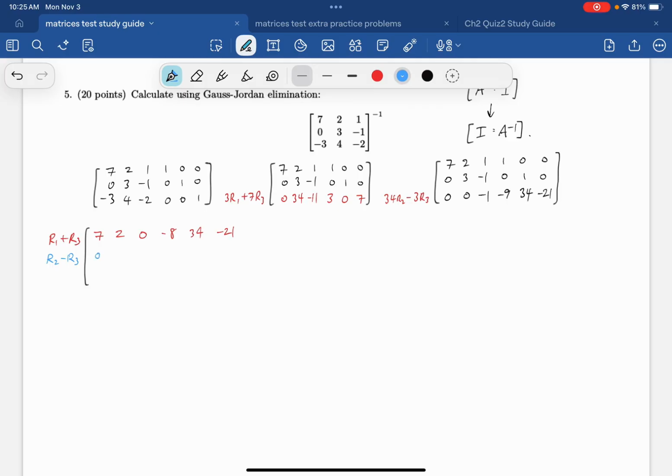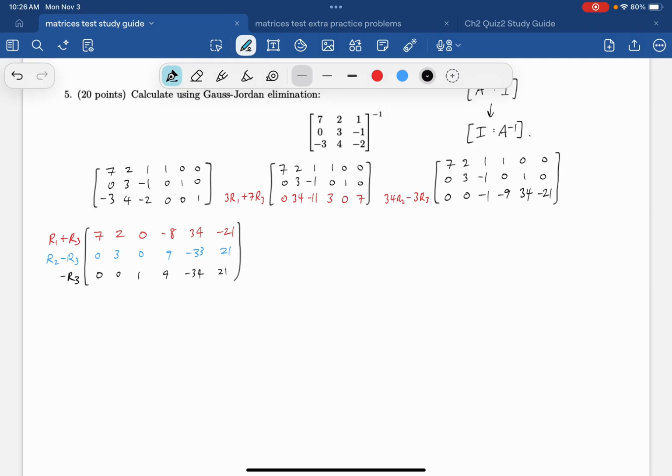So that's 0, 3, 0. 0 minus negative 9, positive 9. 1 minus 34, negative 33. 0 minus negative 21, positive 21. Then the bottom row, I'm also going to flip the sign. So let me write that, because I want that negative 1 to become a positive 1 if I want it to be the identity matrix. So 0, 0, 1, 9, negative 34, positive 21.